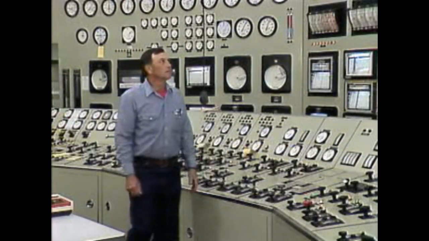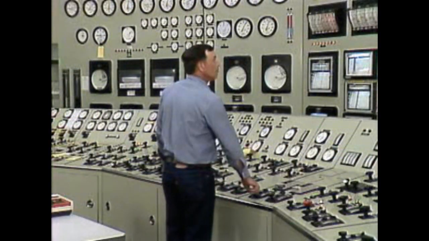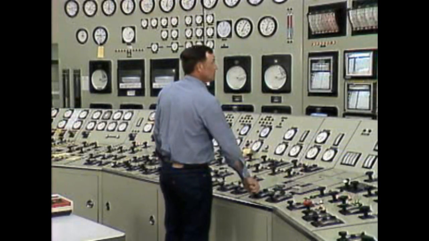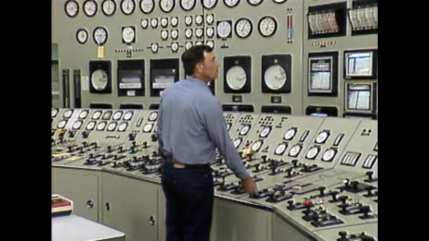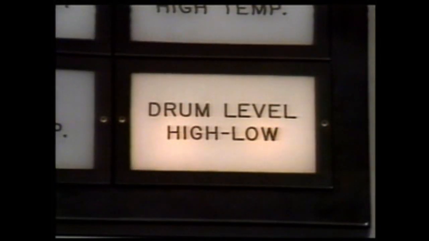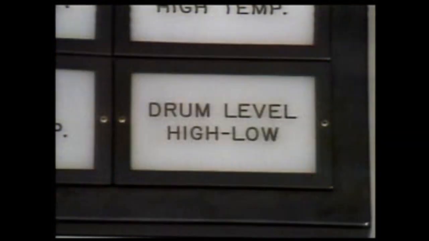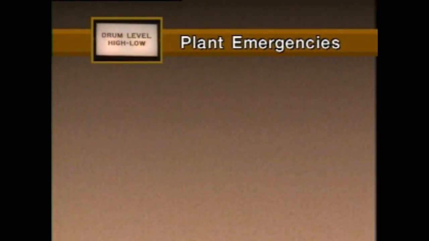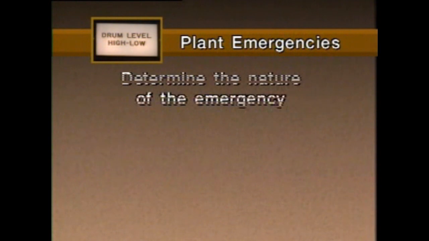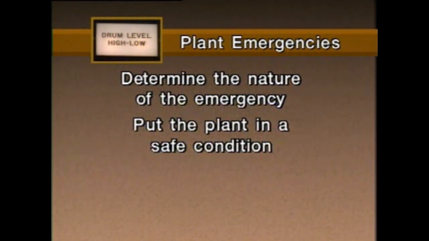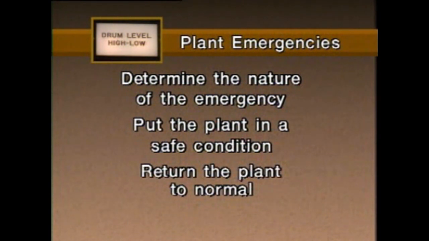But since a procedure can't be written for every problem, you'll have to understand how your plant works in order to know what's happening and be able to take the right corrective action. Let's examine the general actions that should be taken during any plant operation emergency. Basically, there are three actions. First, determine the nature of the emergency condition. Second, put the plant in a safe condition. And third, return the plant to normal. We'll start by discussing how to determine the nature of the emergency condition.